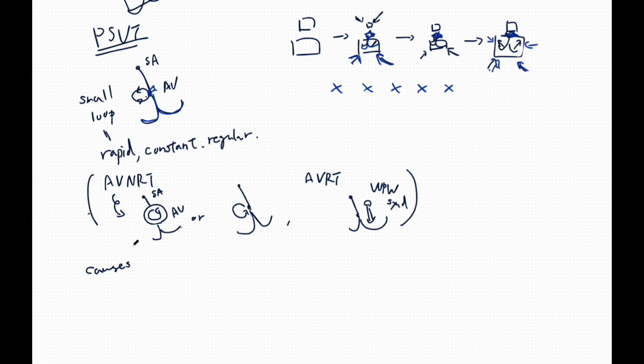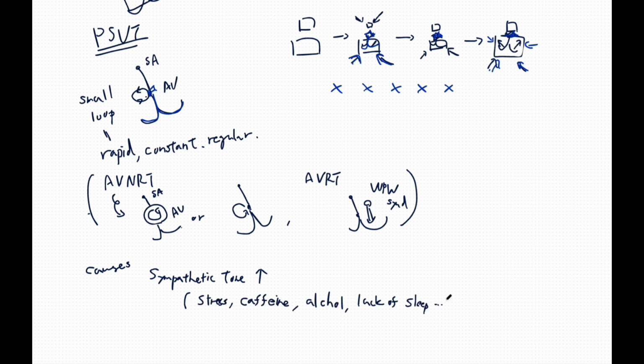In many patients, PSVT occurs without structural heart disease because it is primarily an electrical disorder rather than myocardial damage. Episodes are often triggered by increased sympathetic tone, such as stress, caffeine, alcohol, lack of sleep, or acute illness. Electrolyte imbalance can also lower the threshold of reentry.